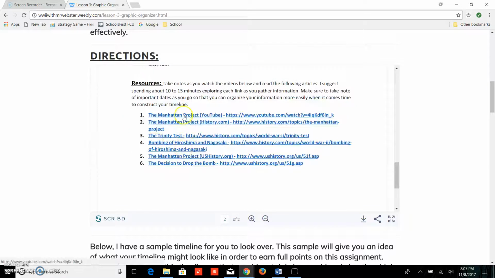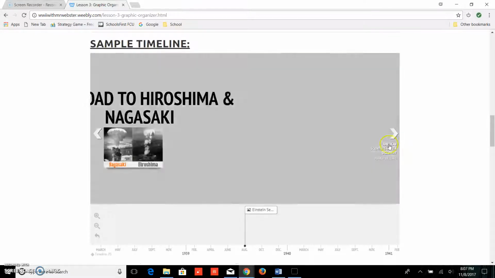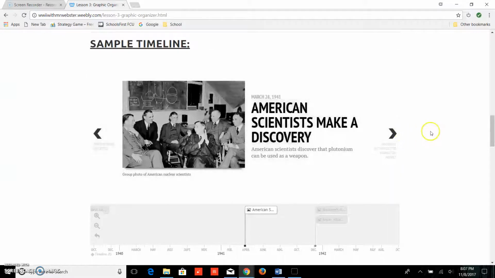I also provide the resources that I recommend they use in order to find the information necessary to complete it. And then I provide a sample timeline for my students to look at, which covers the period 1939 to 1945 and meets all the necessary requirements. So this gives them an idea of what theirs should somewhat look like in order to receive full points: what information it should have and how it should look. There should be pictures. It should be well made in order to receive full points.